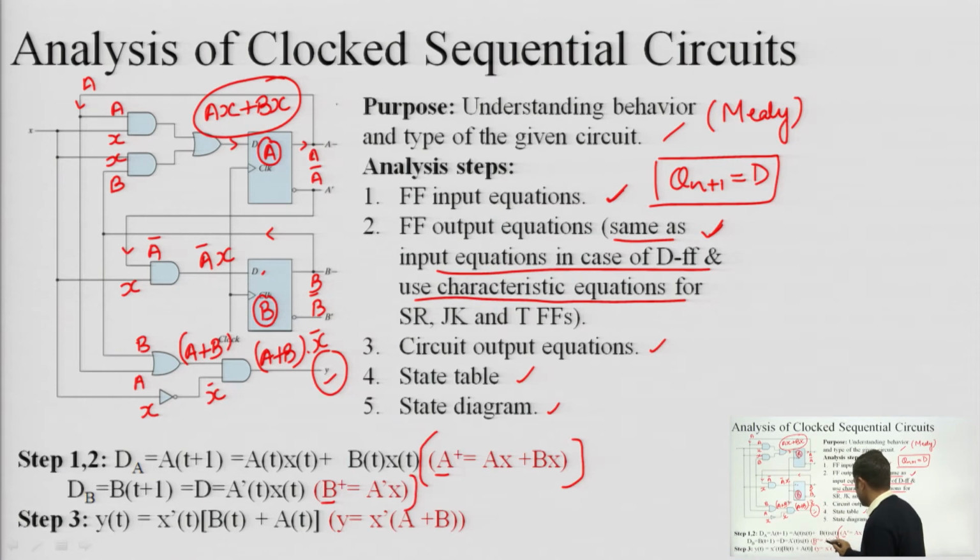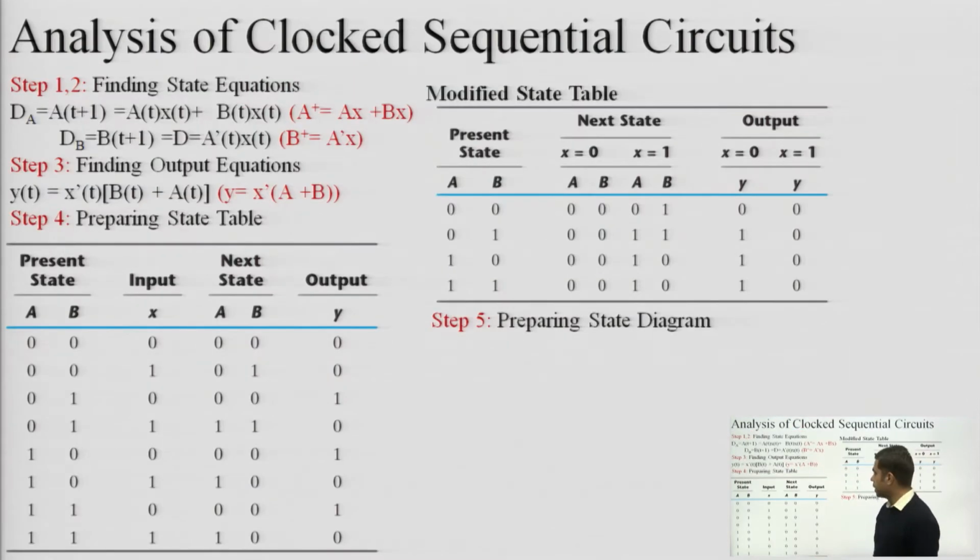You can check here. This is A bar X, next state of B, and this Y is equal to A plus B into X bar. So these are steps 1, 2, and 3 which are performed from this circuit. Okay. Now, once these 3 steps are performed, we have to prepare the state table. So using these expressions we will be preparing the state table. So I will be copying these expressions again.